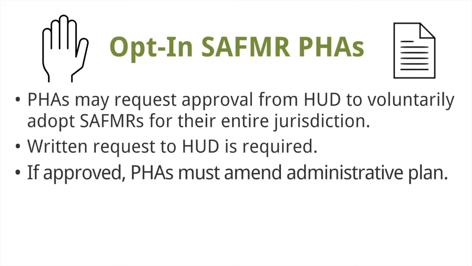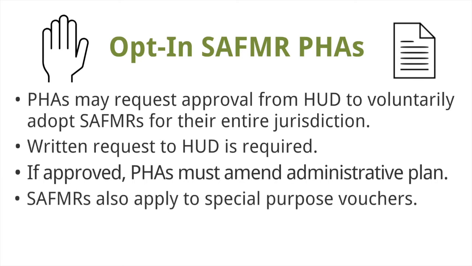Small area FMRs will apply to all tenant-based vouchers in the applicable areas, including special purpose vouchers. For example, VASH, Family Unification Program, and special housing types like single room occupancy and home ownership vouchers.